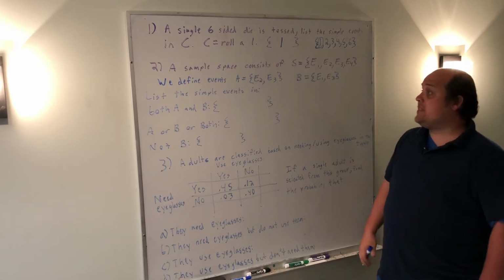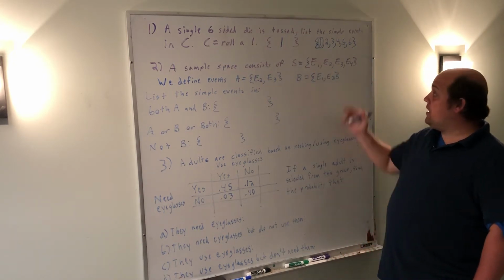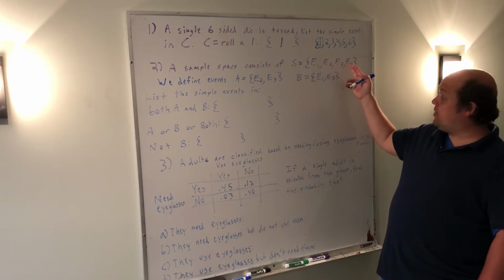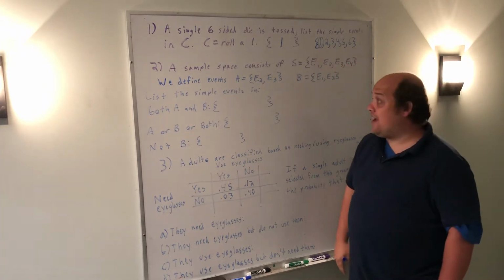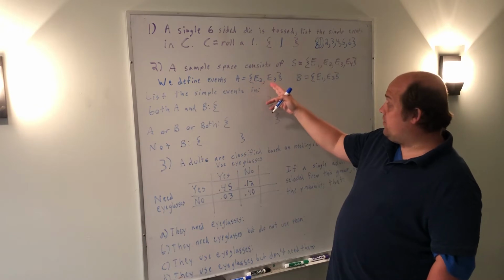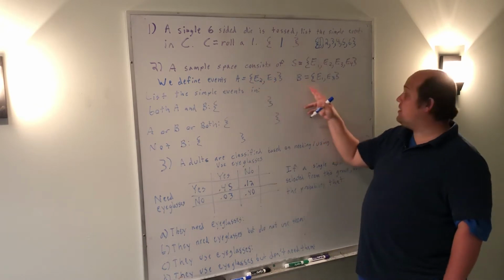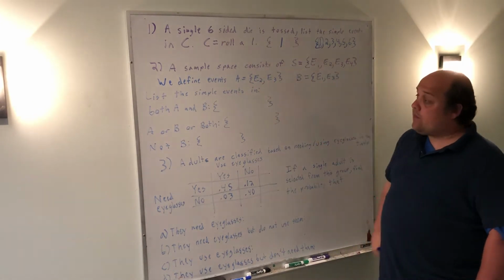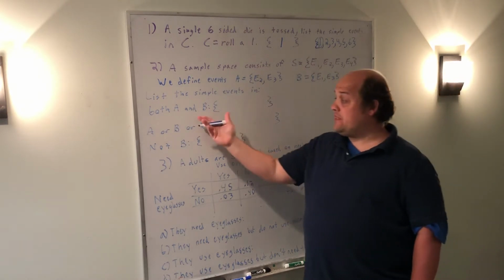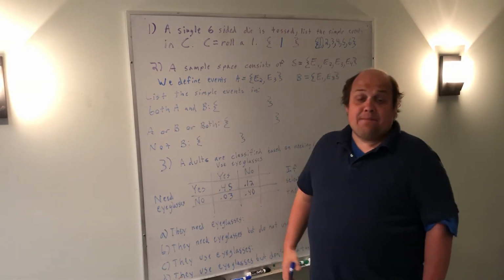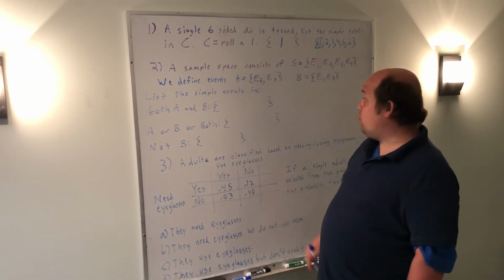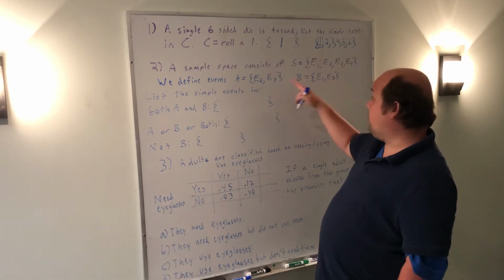Number 2 asks, a sample space consists of event 1, event 2, event 3, event 4. They further define events A as event 2 and event 3, and event B as event 1 and event 3. First question they ask is what happens in both A and B. Both A and B is another way of saying the intersection. We're looking for only events that occur in both of them.